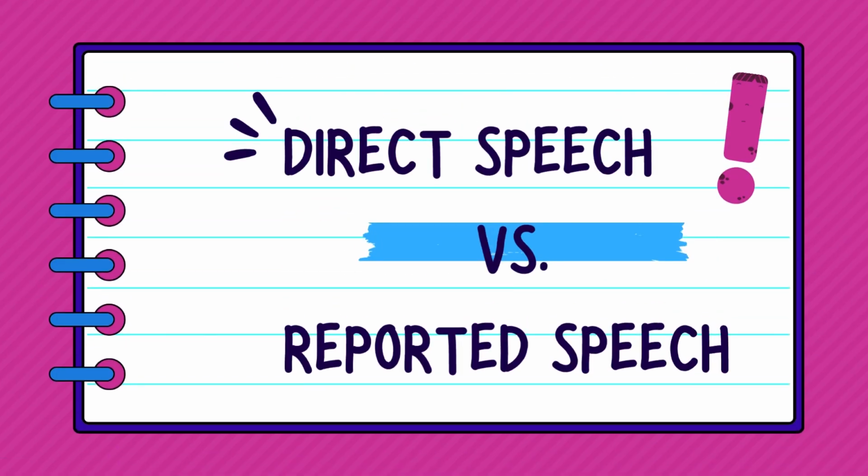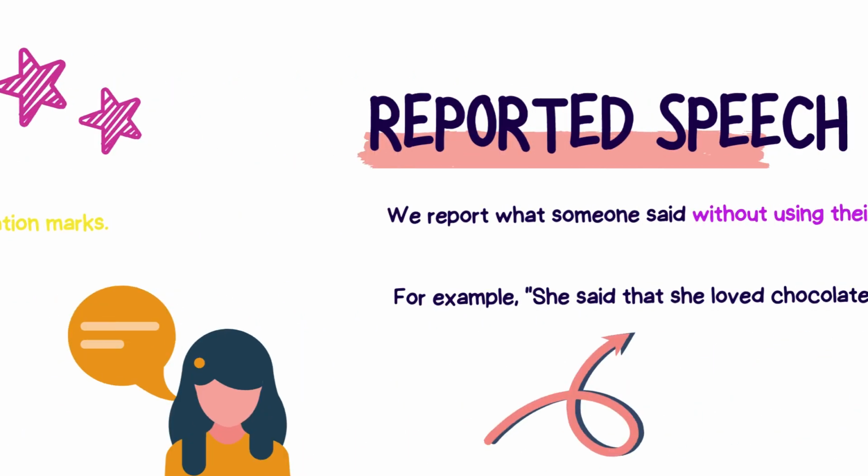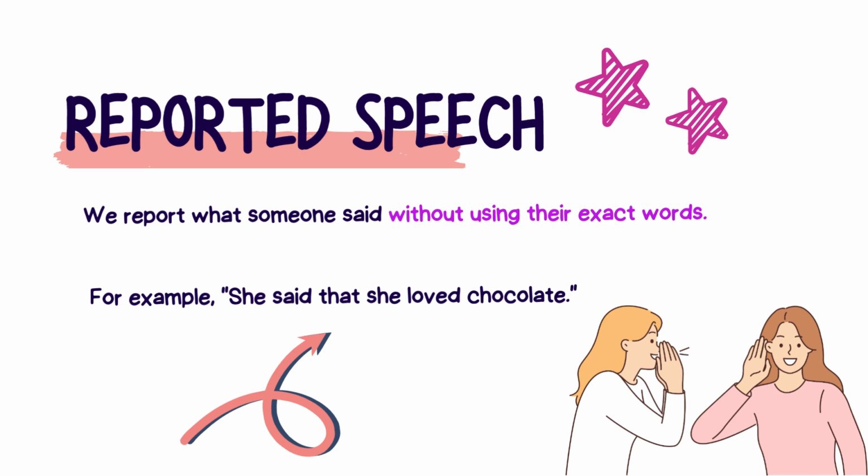Before we dive into the changes, let's clarify the difference between direct and reported speech. Direct speech is when we repeat someone's exact words, using quotation marks. For example, "I love chocolate," she said. Reported speech is when we report what someone said without using their exact words. For example, "She said that she loved chocolate."